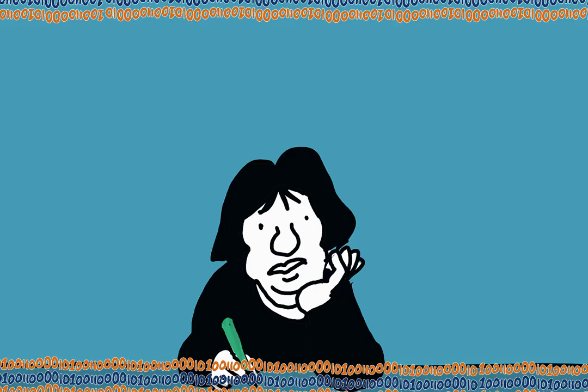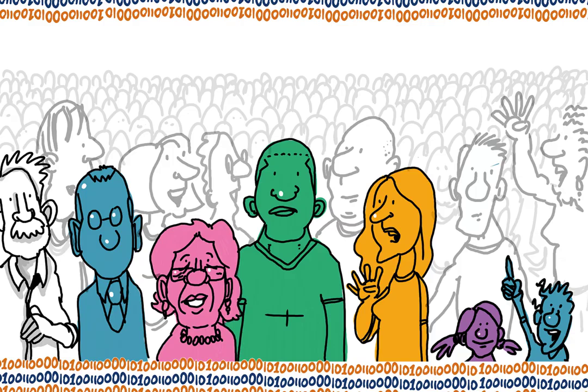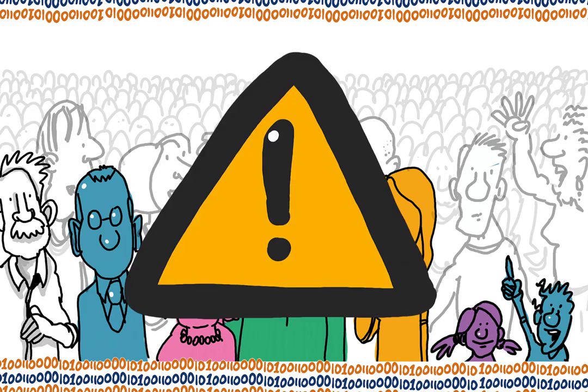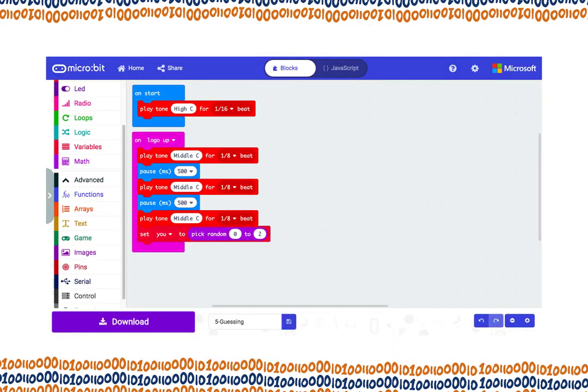Let's start as we usually do by making the glove beep when it's turned on. You should be an expert at doing that now. Oh, hang on a minute. We need to decide how the game starts. Let's decide to use logo up as a way to start a new round. Let's code that up now.